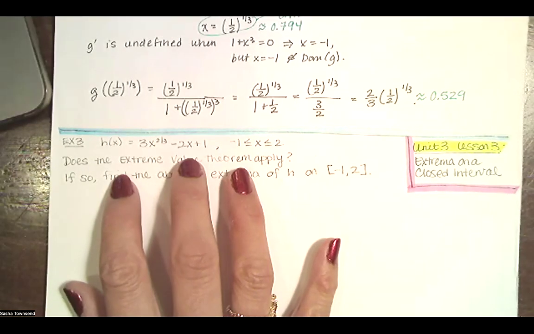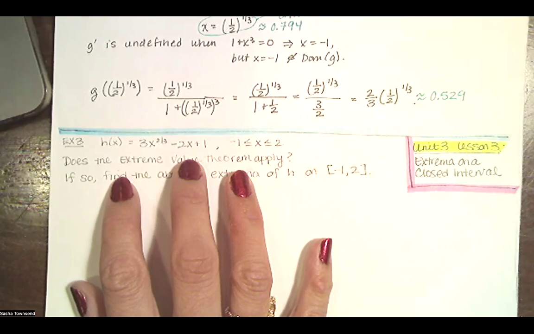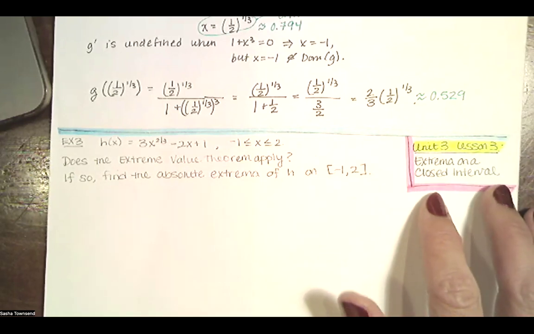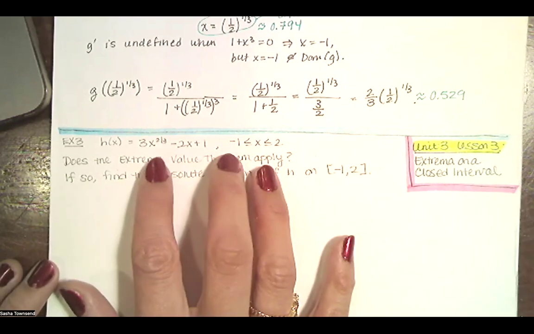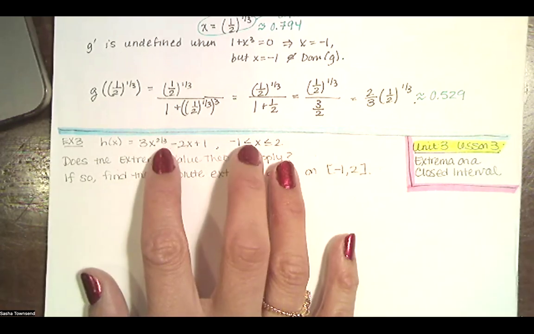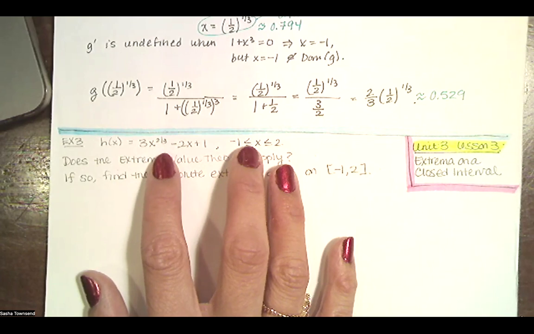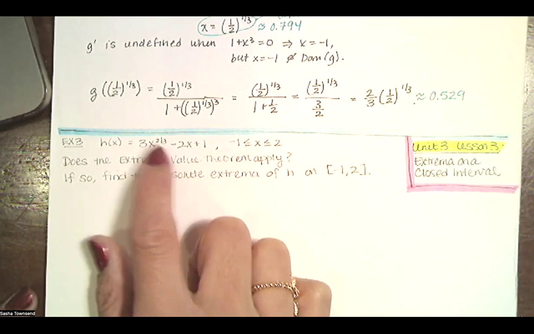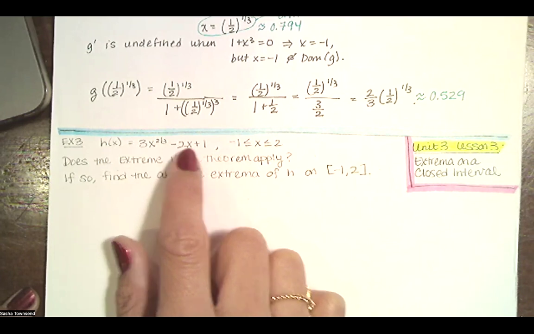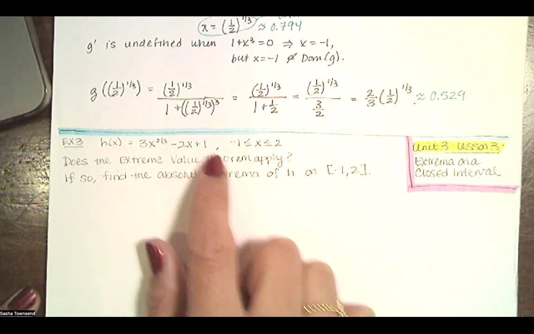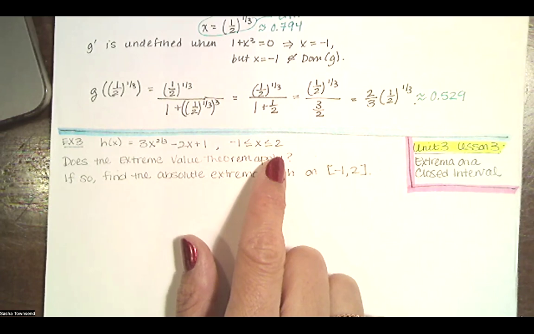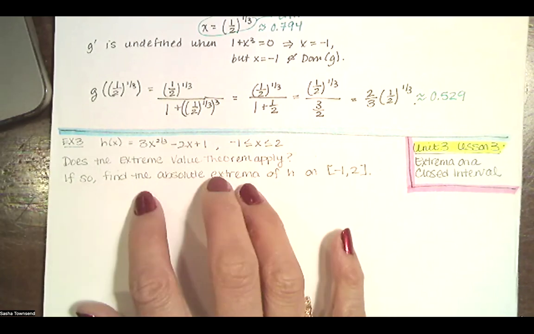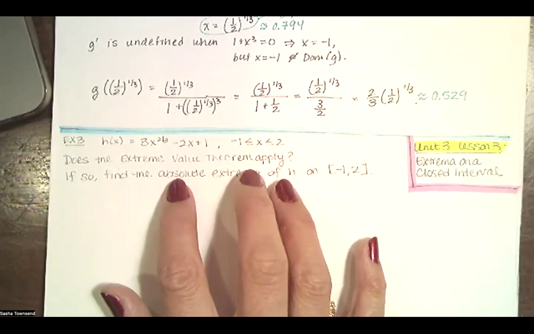In this video, we work example 3 for our unit 3, lesson 3, which is extrema on a closed interval. So we've got this function. It involves a rational exponent, which I think makes it unique as compared to the other functions. h of x is equal to 3 times x to the 2/3 minus 2x plus 1. And we're only interested in the part of the graph on the interval from x equals -1 to x equals 2. First of all, the question says, does the extreme value theorem apply?